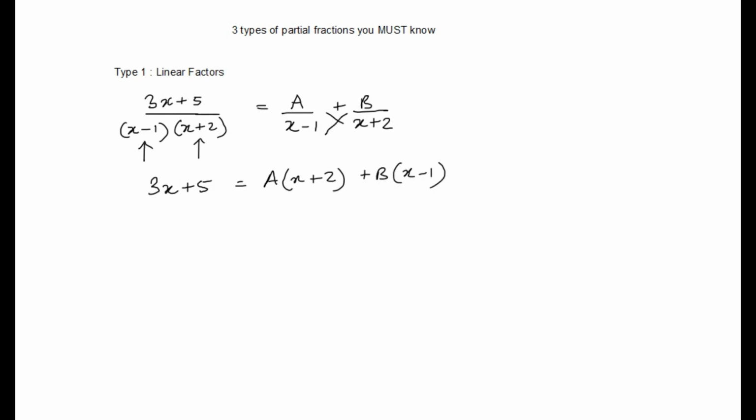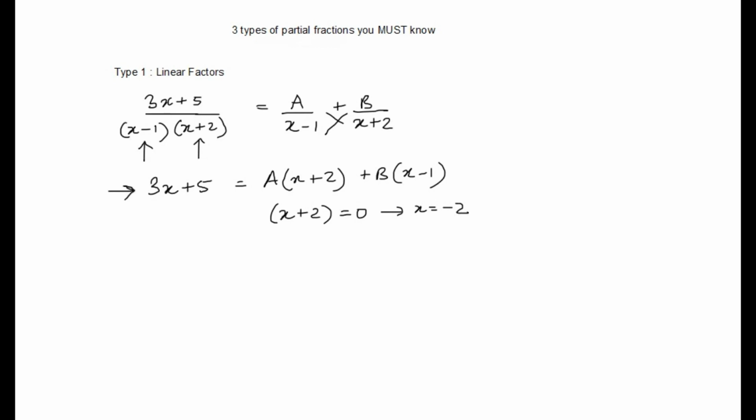Right? So now we have an equation. We're going to solve for a and b. So how do we do that? There are a couple of ways to do it. One simple way with linear factors is to equate each of the factors to 0. So I'm taking x plus 2 equal to 0, which gives me x is equal to negative 2. And I substitute that into this equation here.